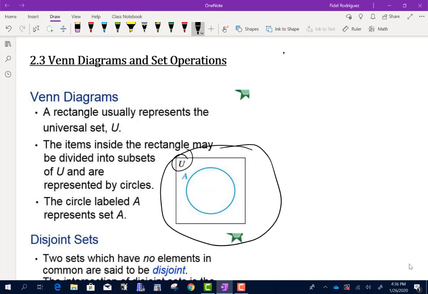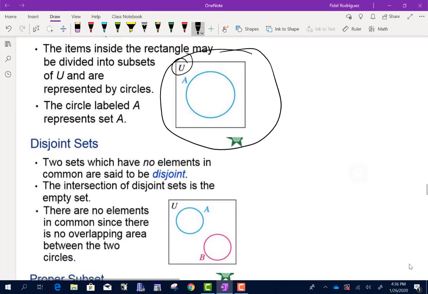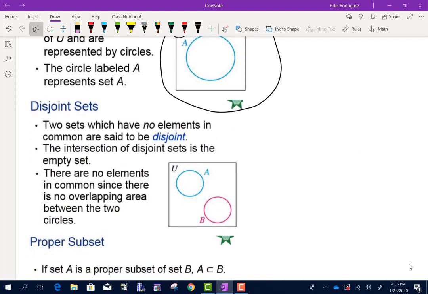So that's just one example of a Venn diagram. We're going to walk through this a little slowly as we get to the actual problems. This is just some general information. Okay, disjoint sets, guys, are two sets that have no elements in common. So let's think about this for a minute. Here's our universal set. Here's my set A. Here's my set B. You can see they don't overlap, right?